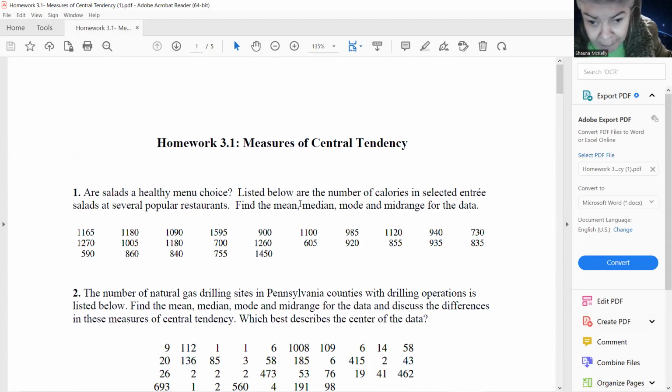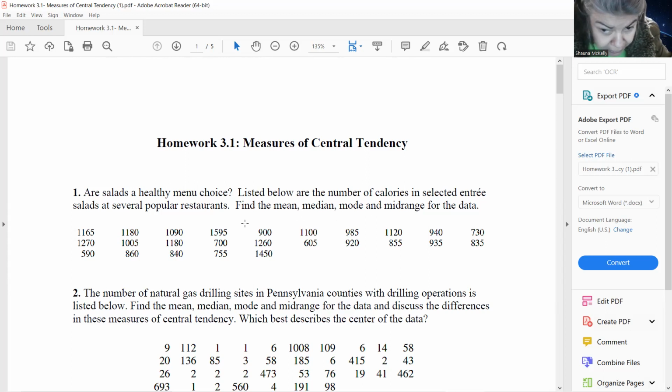The mean happens when we have raw data like this, like in number 1. The mean is where we add everything up and divide by how many numbers there are. That's what the mean is. The median is the middle number when they're ranked in order. The mode is the most frequent score, and the mid-range is the minimum plus the maximum divided by 2.